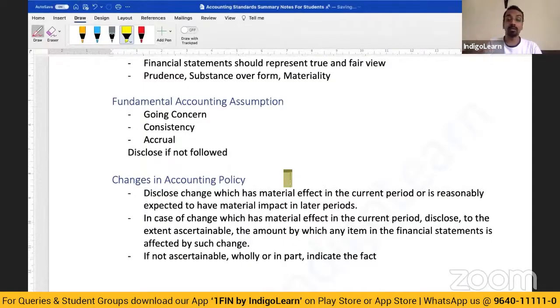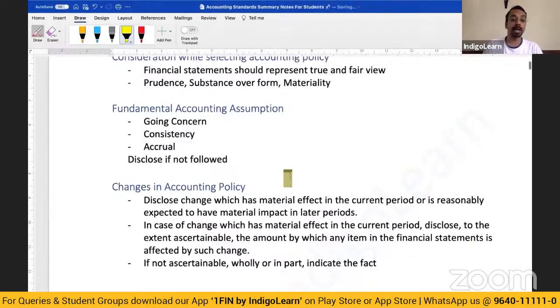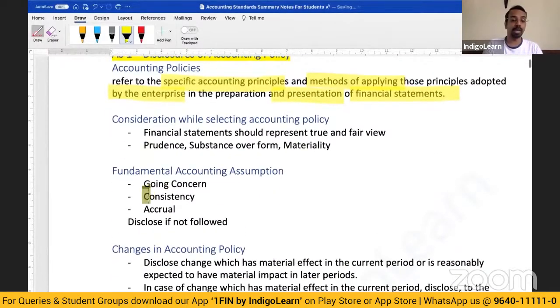And please note, when should we change the accounting policy is covered by AS 5, which tells that if it is required by a statute, if it is required for better presentation, or if it is required by some other accounting standard, then you can change the accounting policy. But otherwise, you will need to be consistent in applying the accounting policies. So 3 fundamental accounting assumptions: going concern, consistency, and accrual. These must be followed, right?